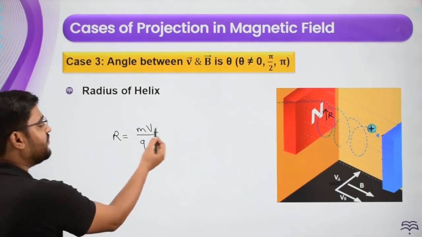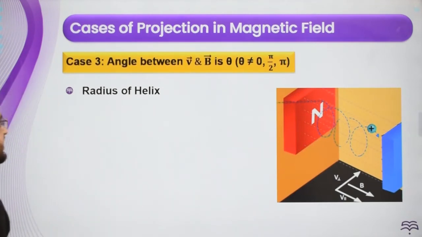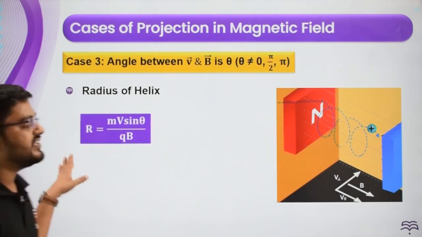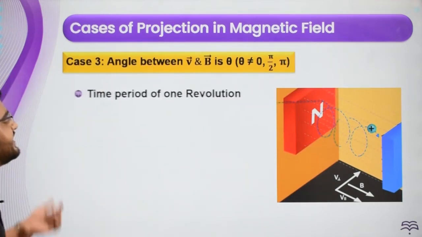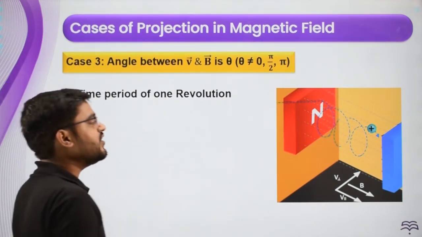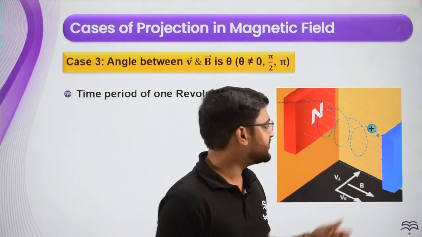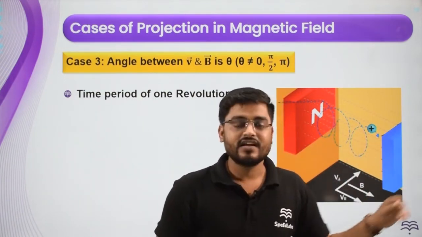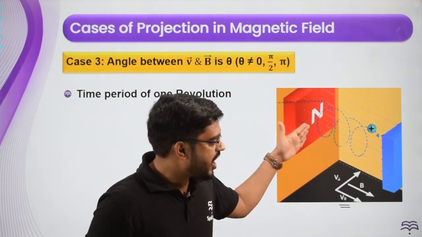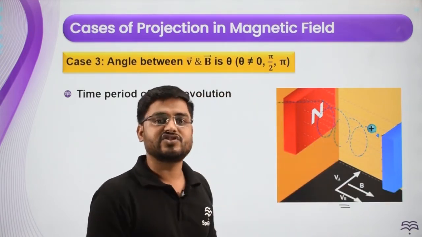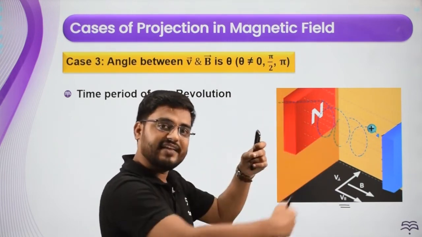So it will be mv sin theta by qB, and that's an expression for the radius of the helix. The next parameter is the time period of one revolution. Now, who decides the time period? See, this v cos theta, the parallel velocity, is only deciding how much distance it will move in that direction. Time is still decided by the circular motion.